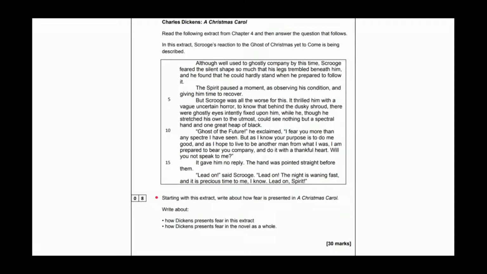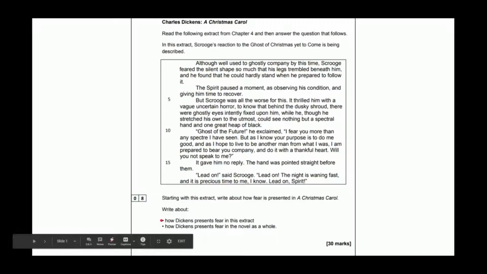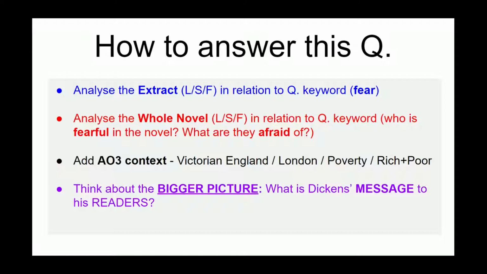Starting with this extract, write about how fear is presented in A Christmas Carol. Then we get the 2 bullet points to remind us that we need to write about fear in the extract and fear in the novel as a whole. Okay, let's break that down into a bit more detail about what exactly we're expected to do. We're going to have to analyse the extract in terms of language, structure and form in relation to the question keyword fear. We're also going to have to analyse the whole novel, perhaps language, structure and form in relation to the question keyword of fear.